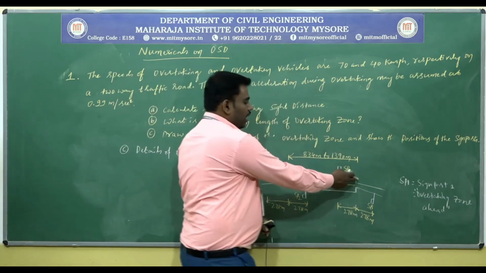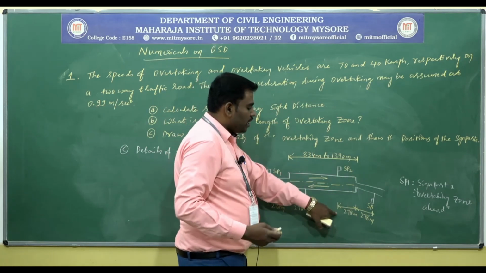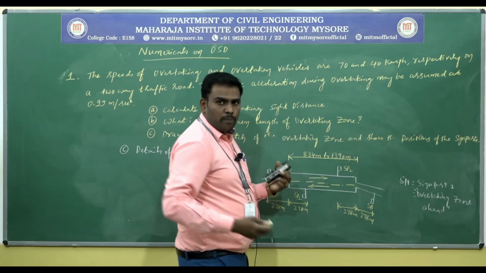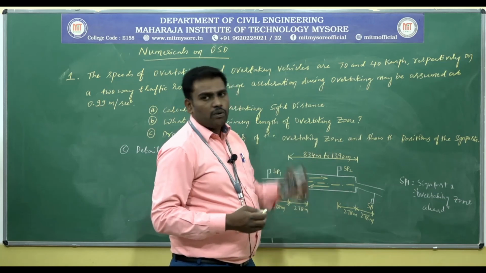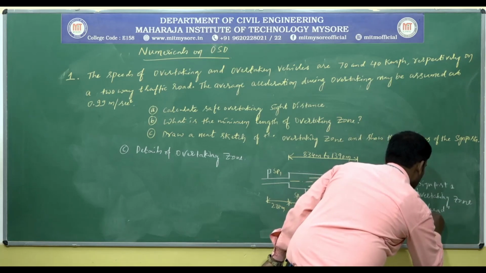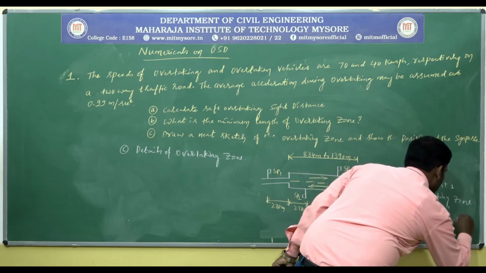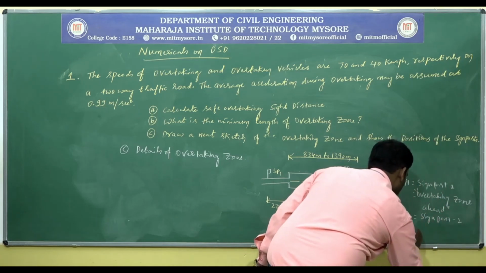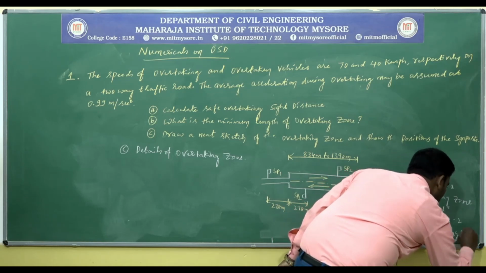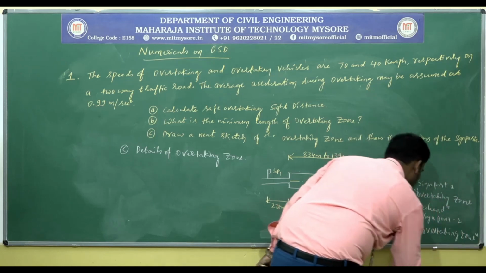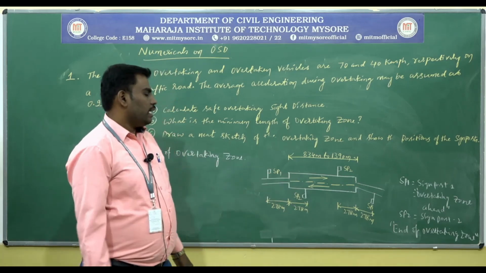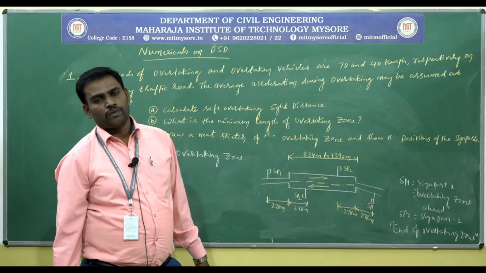Similarly, before end of the overtaking zone at a distance about 278 meter from the end of overtaking zone, they are going to install another signpost, that is signpost number 2, that indicates end of overtaking zone. SP2, that is signpost 2, indicates end of overtaking zone. Okay, this is regarding the details of overtaking zone.